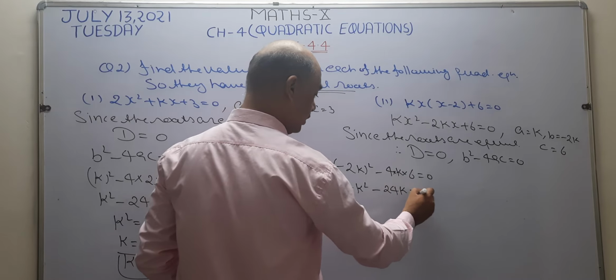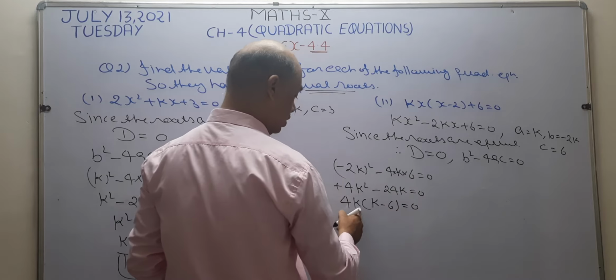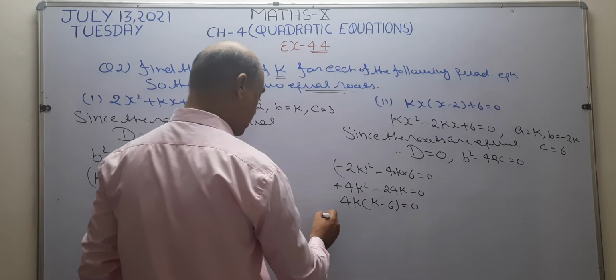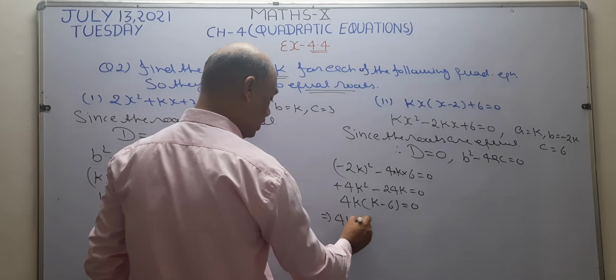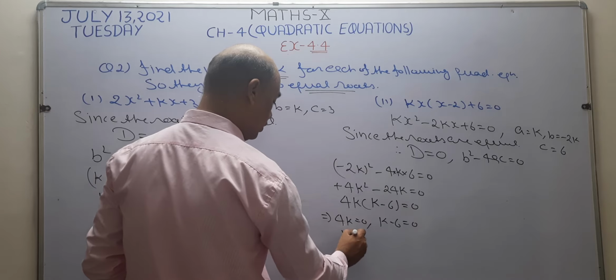Now I want to take common from these two. What is common between these two? 4k is common. When I take 4k common, what is left? k. Minus, 4k is taken common, 4 goes into 24, so this becomes 6, equal to 0. Since the product is equal to 0, it means 4k is equal to 0 and k minus 6 is equal to 0. From this, I got the value of k.